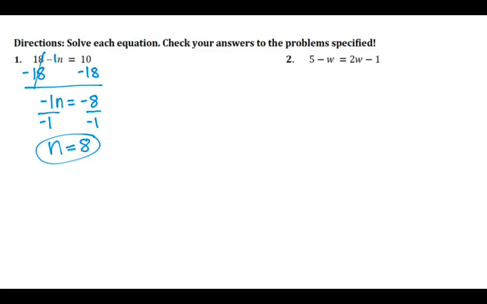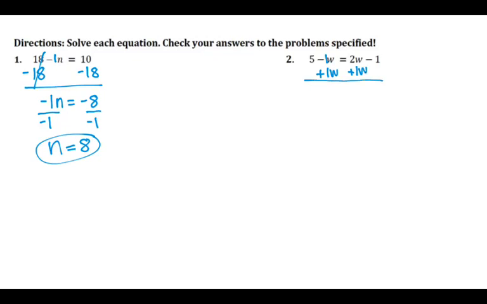Number 2, I have variables on both sides. When you have variables on both sides, you need to pick one of them to start with. It really does not matter which variable you choose to start with. I'm going to go ahead and start with that minus w on the left-hand side. And once again, if there is no number in front of your variable, it's like having a 1 there. So since I have minus w, in order to move it to the other side so I can combine my variables together, I need to do the opposite. So this becomes plus 1w plus 1w.